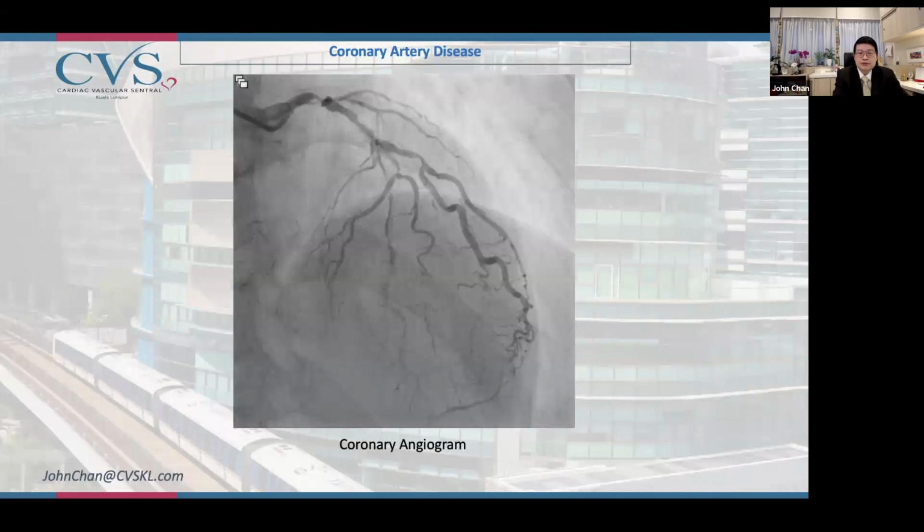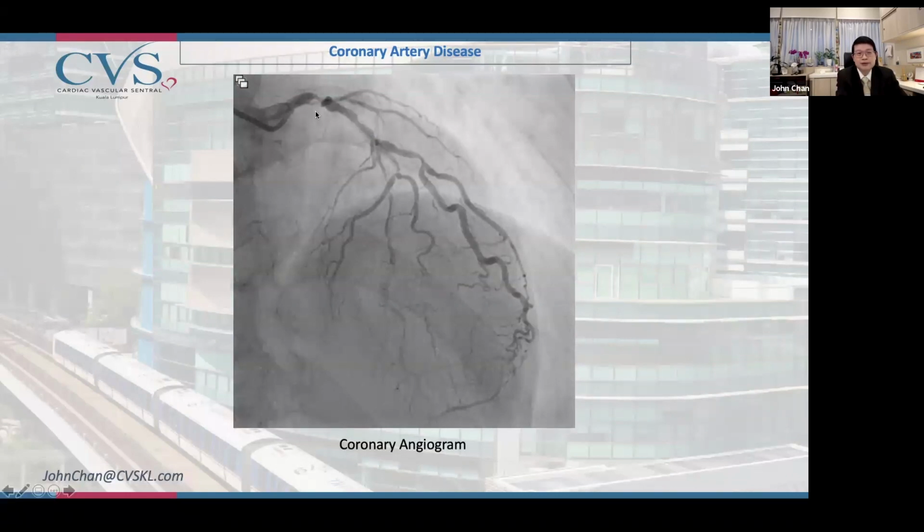If we are considering further intervention, like putting a stent in or going for bypass surgery, then we would need to proceed to a coronary angiogram. This is a bit more invasive because we have to put a catheter into an artery either in your wrist or in the groin, and then push this catheter up to the heart right here. You can see there's a catheter here, and then inject some dye directly into the coronary arteries. And then that shows it very well.